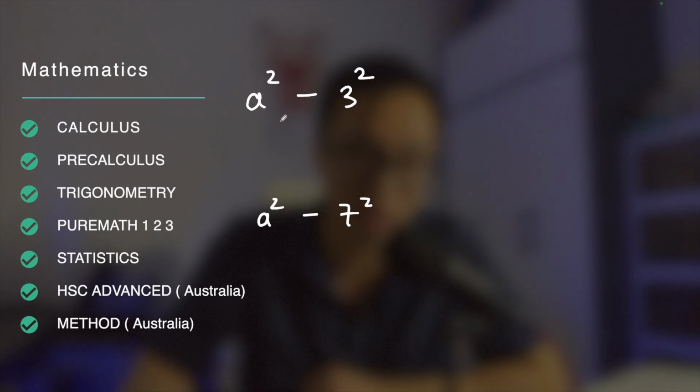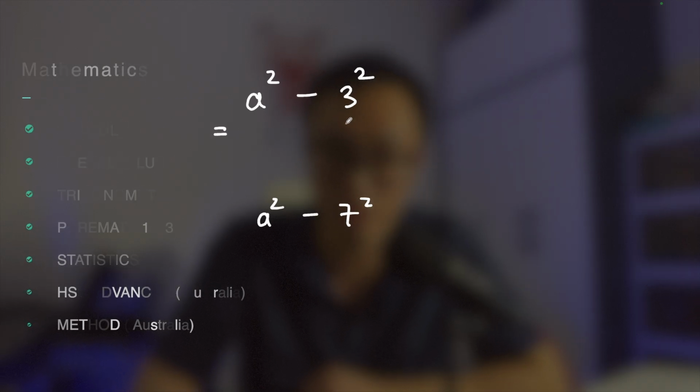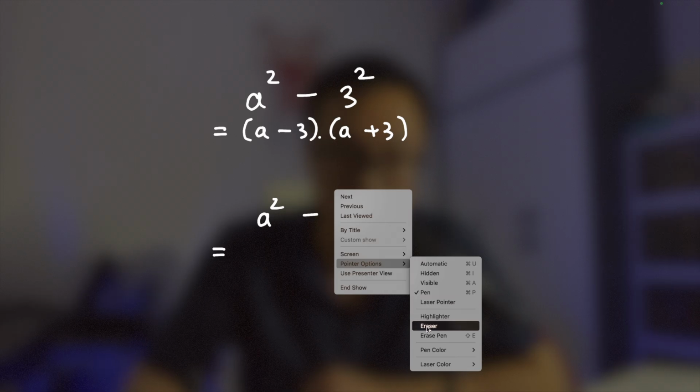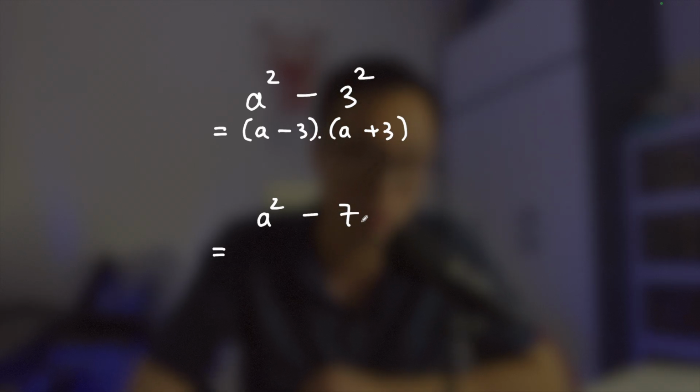The first question is very easy. The first term is a and the second one is b. In the first bracket, you get the difference, and in the second one, you get a plus 3. But for the next one, it's not easy anymore. If I convert this to 7 only, a square minus 7.